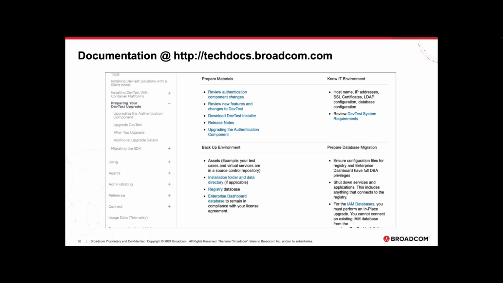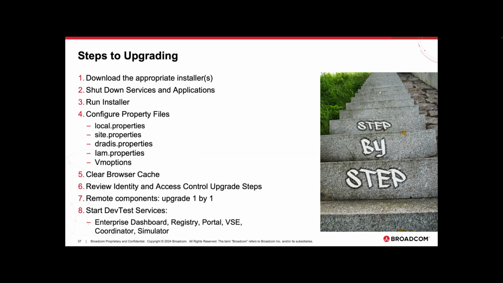Once I'm ready to go, obviously I need to make sure I've downloaded the installers. These are available at support.broadcom. And from there, I would shut down the service and application, the virtual service application, and I'd run the installer. I would make sure that I have configured the relevant properties. In an in-place upgrade, we will not override these property files, but if it's not an in-place upgrade, I would need to make sure that I've put the right information in there.